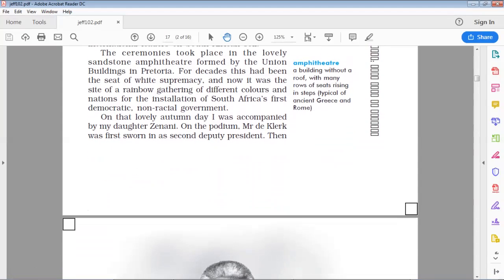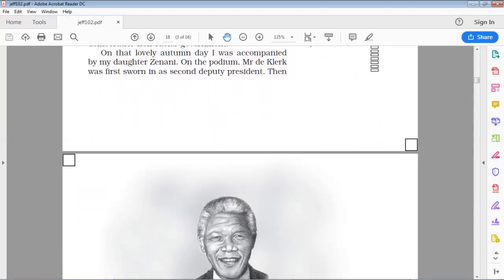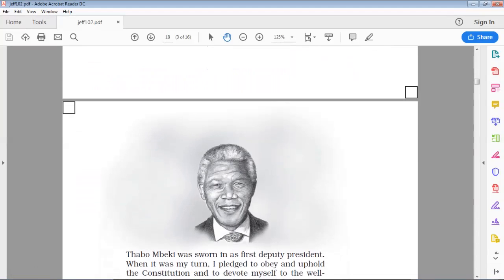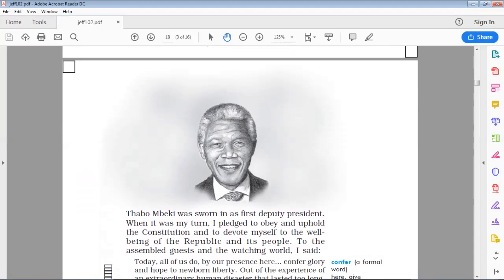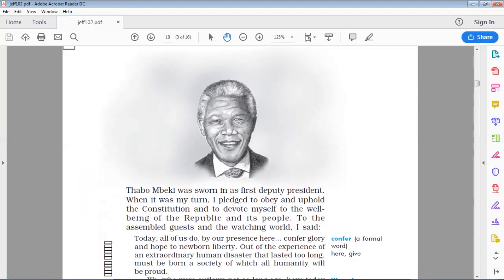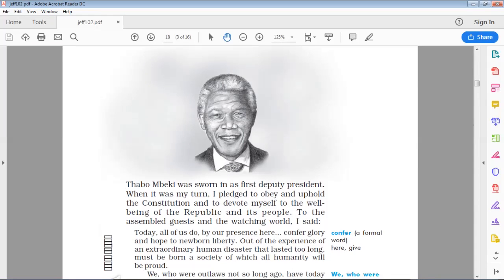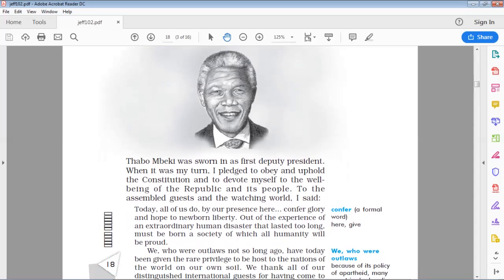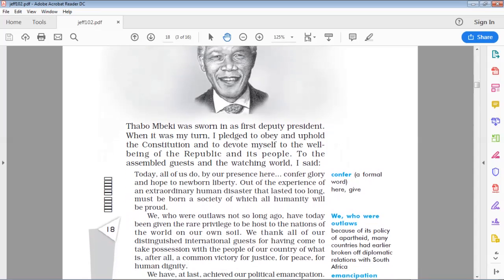And then you can see the picture of Nelson Mandela here. Then Thabo Mbeki was sworn in. He also took the pledge as first deputy president. So the first deputy president's name was Thabo Mbeki. He also took the pledge when it was my turn. My refers to Nelson Mandela.